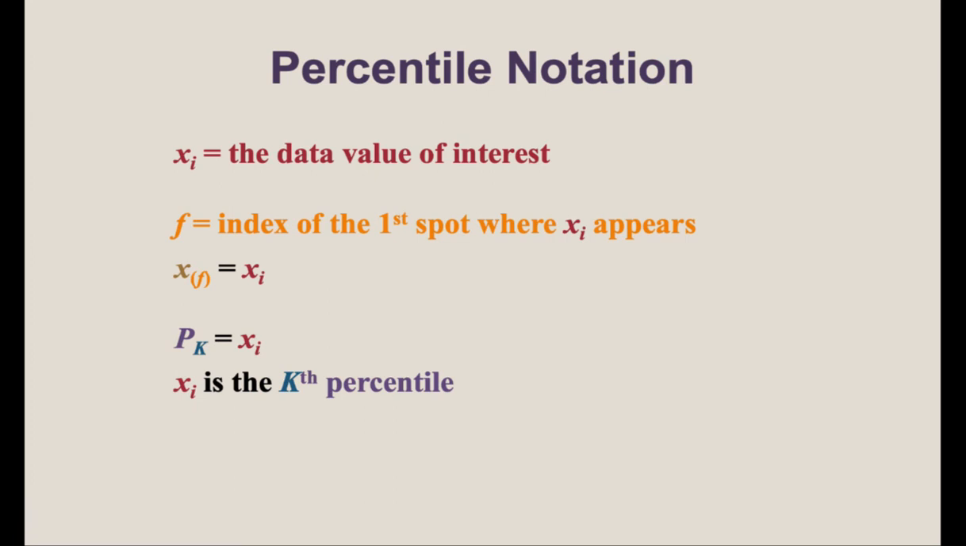So the percent associated with the percentile this value represents would be K, which equals F divided by N times 100%. We say that X sub i is the kth percentile for this data set. P sub K equals X sub i.